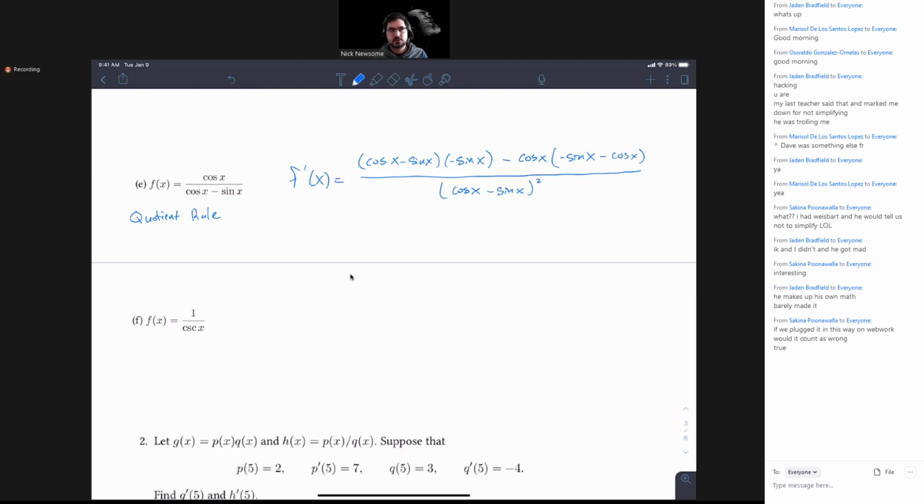So when you're just taking derivatives of functions, simplification is an extra step that you don't need. If for some reason you have to then use it to do something, maybe take another derivative afterwards or plug in numbers or something like that, then simplifying might be a good idea. We're just taking derivative, not quotient product rule.